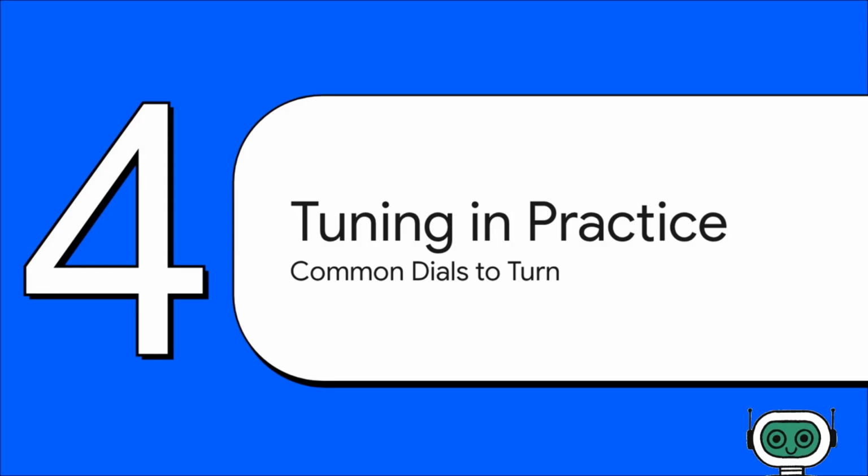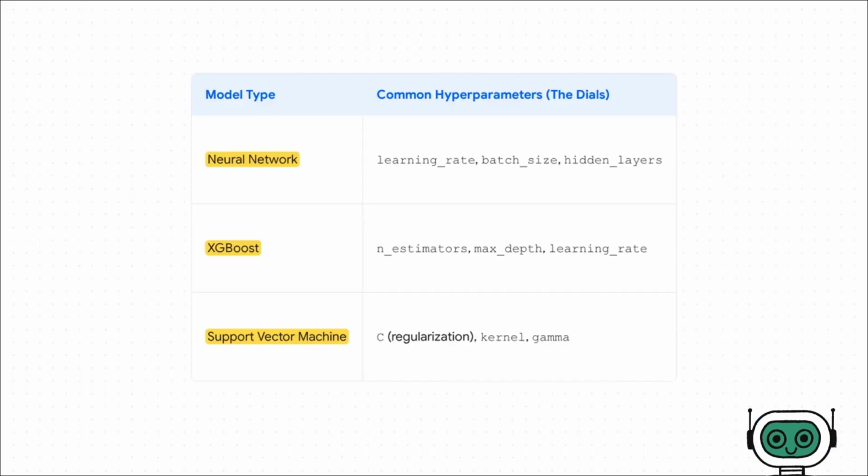All right, let's make this feel a bit more real. What do these dials actually look like for some of the models we use every day? For a neural network, one of the most important dials is the learning rate. This controls how big of a step the model takes as it learns. Too big, and it'll overshoot the best solution. Too small, and it might take forever to get there. For a model like XGBoost, you might tune something like max depth, which limits how complex each decision tree can get. And for a support vector machine, a common one is C, which controls the balance between making a clean decision boundary and getting every single training point right.